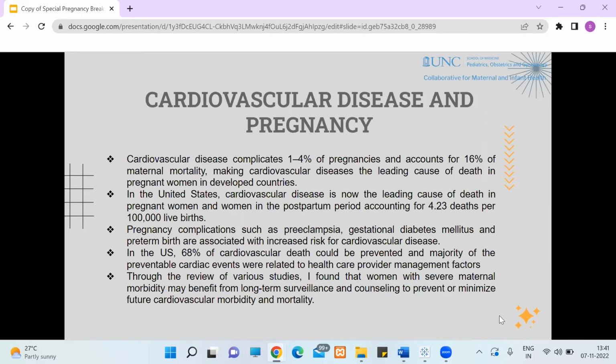So pregnancy complications such as preeclampsia, gestational diabetes mellitus, and preterm birth are associated with increased risk for cardiovascular disease. By researching various studies, I found that in the US, 68% of the cardiovascular deaths could be prevented, and a majority of the preventable cardiac events were related to healthcare provider management factors, such as failure to identify the high-risk patient or underlying condition prior to pregnancy, late recognition of cardiac deterioration, and treatment not matching the best practice. The studies have also shown that women with severe maternal morbidity may benefit from long-term surveillance and counseling to prevent or minimize future cardiovascular morbidity and mortality.